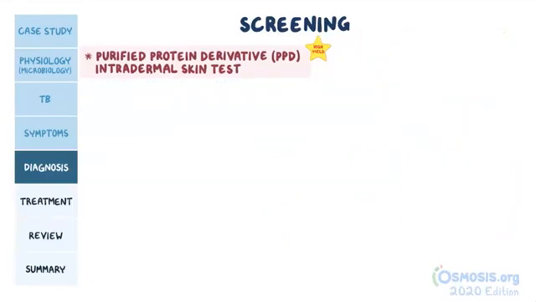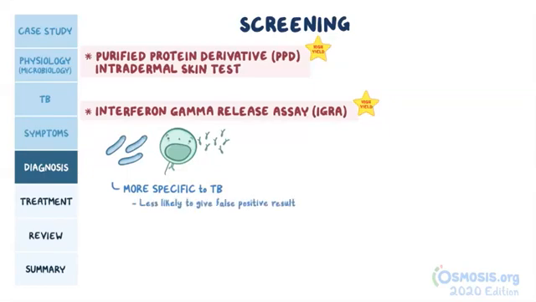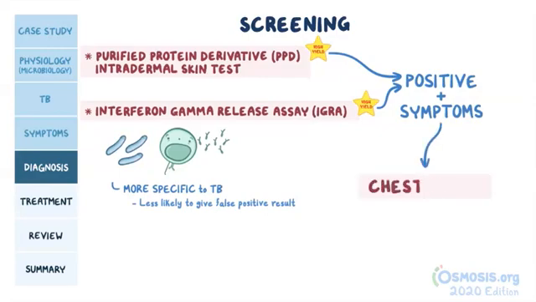As an alternative screening test, there are also interferon gamma release assays, or IGRAs. Basically, they work by measuring the amount of interferon gamma released by T lymphocytes when exposed to antigens unique to Mycobacterium tuberculosis. IGRAs are more specific to TB rather than other types of mycobacterial infections, and are less likely to give a false positive result. If either of the two tests is positive, and the individual presents characteristic symptoms, the next step is a chest X-ray to look for signs of active TB disease.